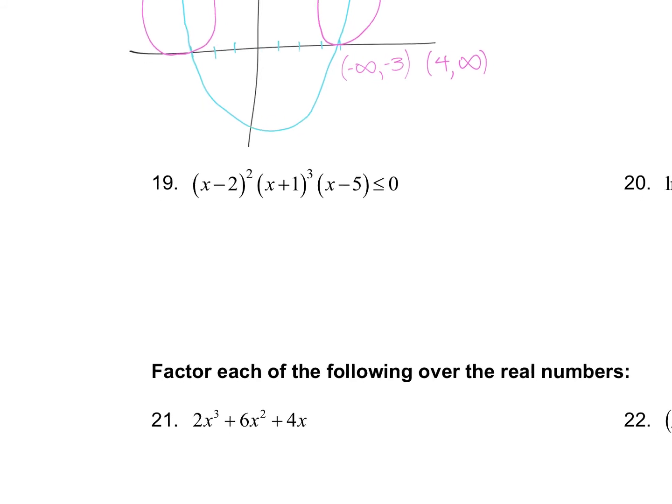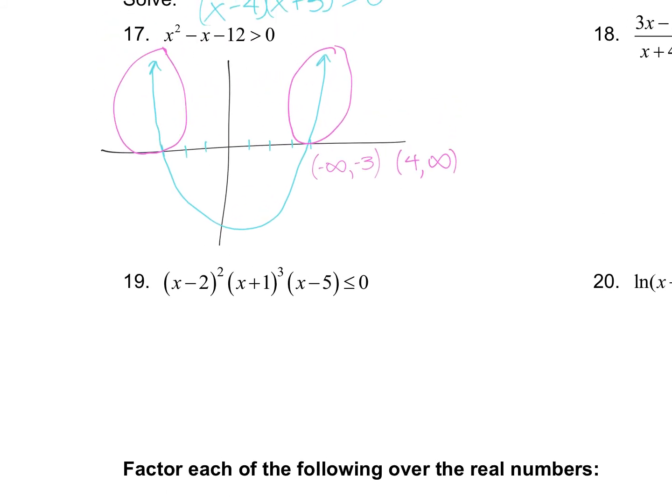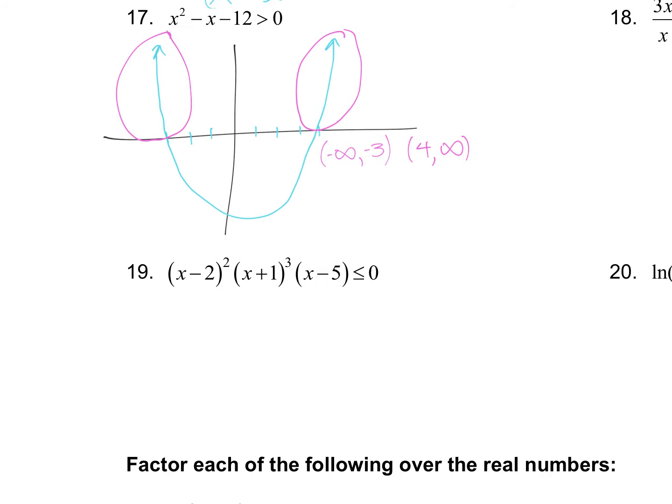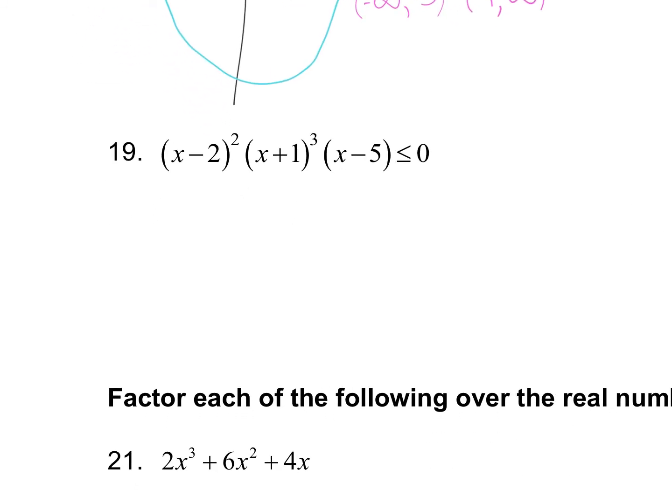Okay? So in 19, remember this is like the zeros with multiplicity and the degree. So I count up all my exponents and I say to myself, what degree is this one? 6th degree. Yep. So I know one of them is at 2, one of them is at -1, and one of them is at 5. I know it is a 6th degree with a positive leading coefficient. So which way do my ends go? Up, both.